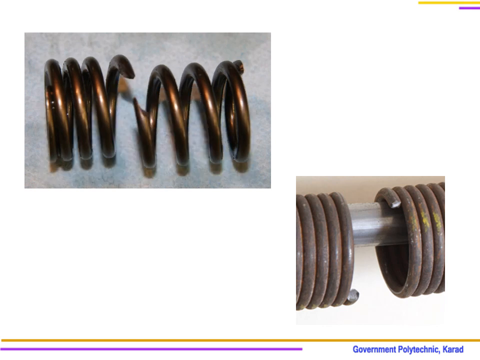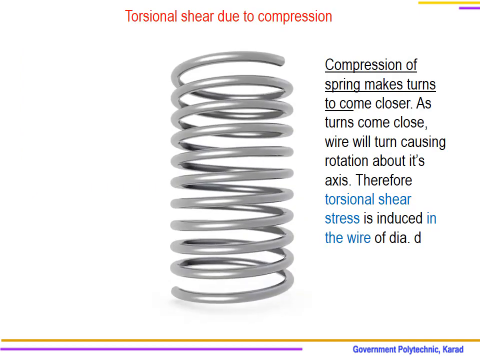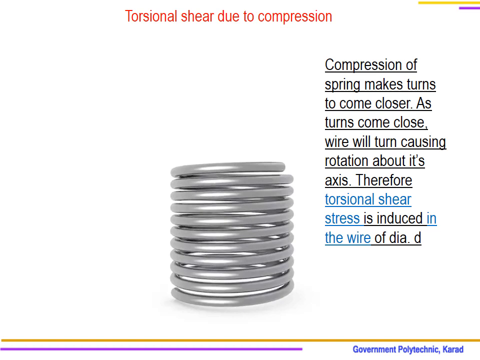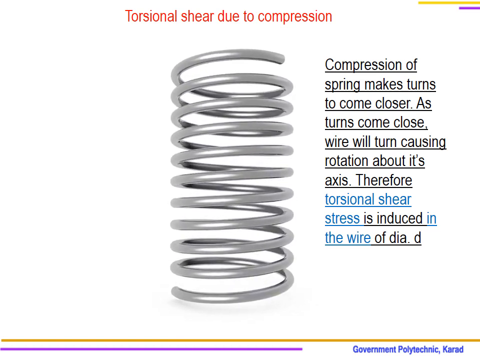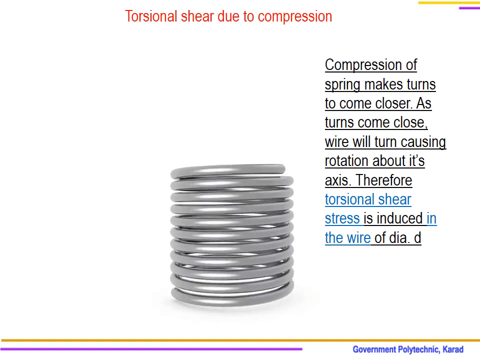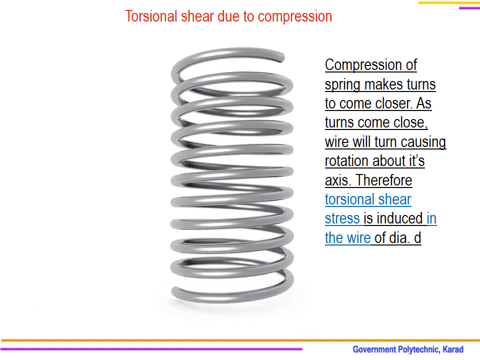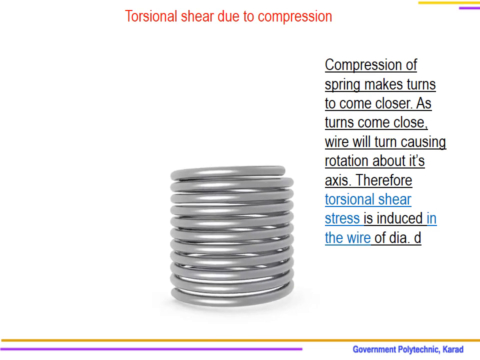We say free length when no load is acting, and when load is acting on a spring, the turns try to come closer, and in trying to come closer, we may find that there is a shearing action, and that shear is known as torsional shear. Why is it torsional shear? As you can see in this diagram, the force is causing deflection and turns are coming closer. We can find that the angle of turn is changing.